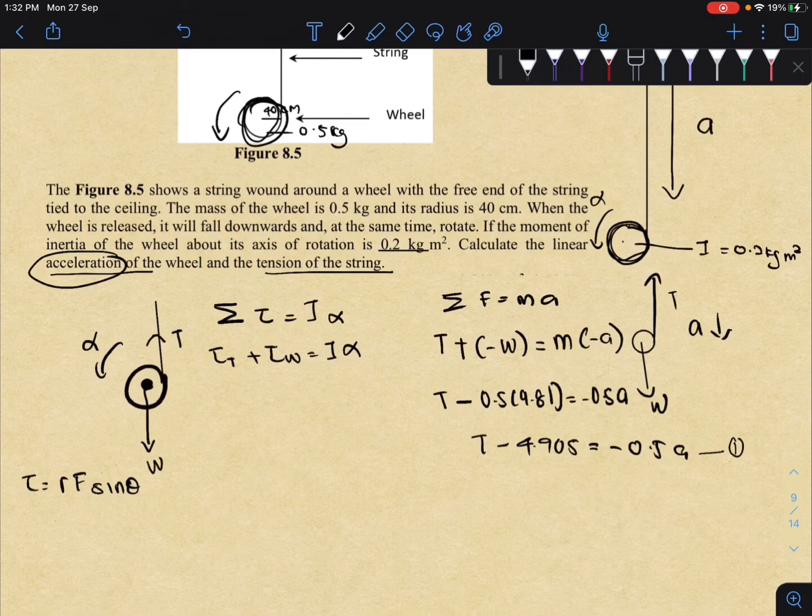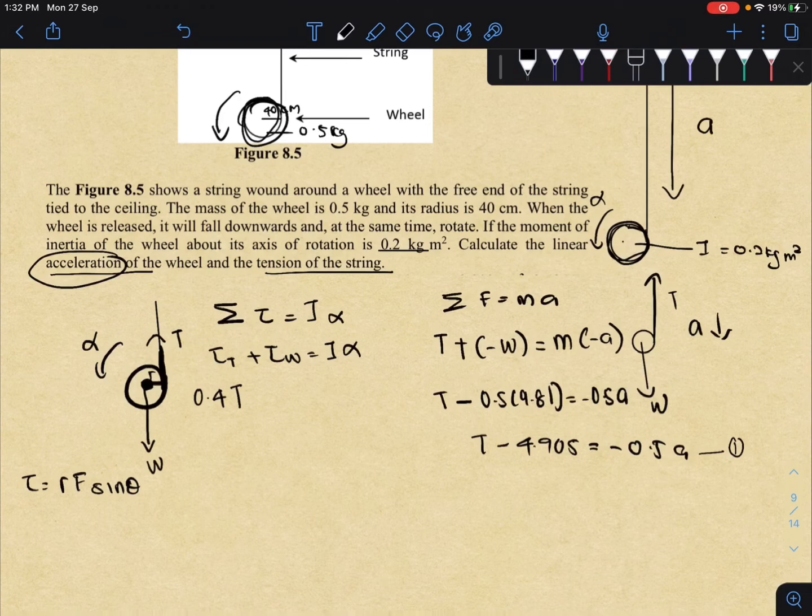Okay, the R here is the distance from the pivot point ataupun axis of rotation to where the force is exerted. The force is exerted on this particular point. So ini adalah R kita, which is basically the radius of the wheel, iaitu 40 cm, 0.4 meter here. And then F kita dekat sini adalah the tension itself. Sin theta adalah angle antara R dan juga T, which is 90 degrees. Sin 90 gives you 1.